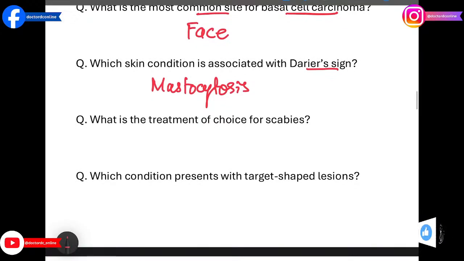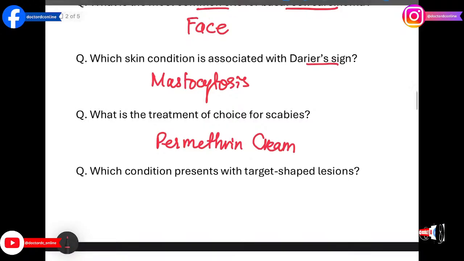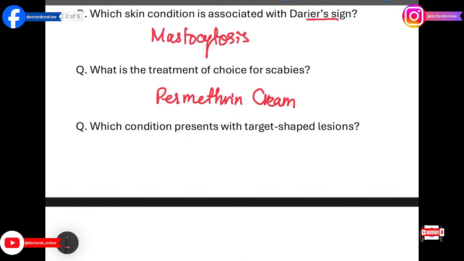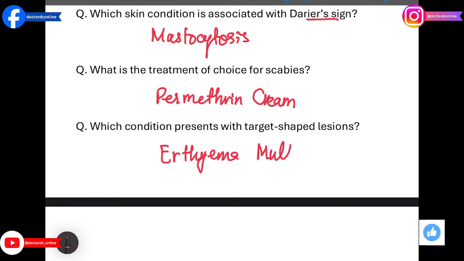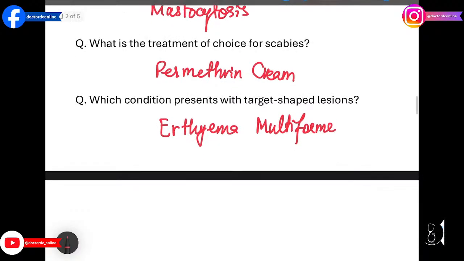What is the treatment of choice for scabies? Permethrin cream. This scabicide kills Sarcoptes scabiei and is applied to the entire body. Which condition presents with target-shaped lesions? Erythema multiforme. These lesions, often HSV related, have a bullseye appearance.